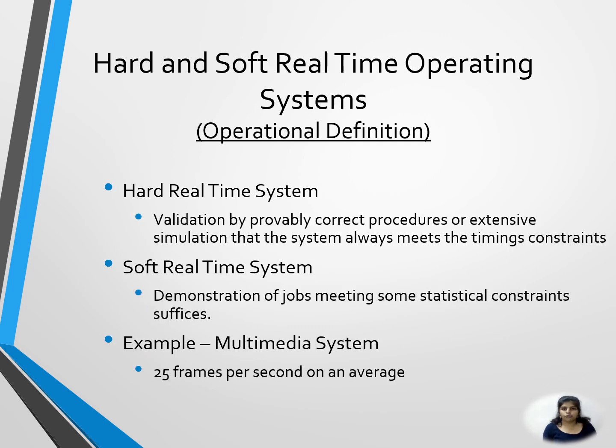Qualitative definition of hard and soft real-time operating systems. A hard real-time system requires validation by provably correct procedures or extensive simulation that the system always meets the timing constraints. For a soft real-time system, a demonstration of jobs meeting some statistical constraint suffices. An example is a multimedia system, 25 frames per second on average.